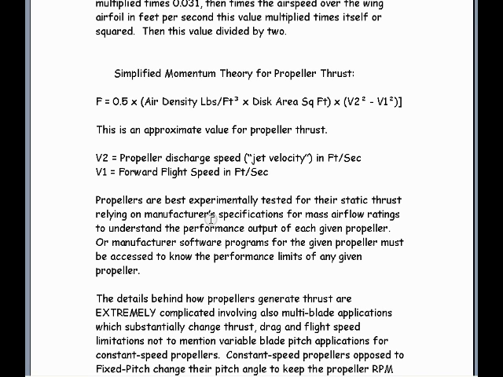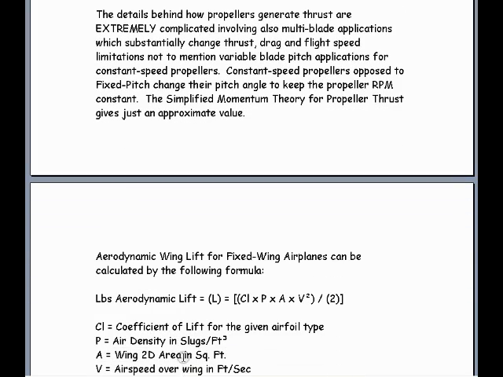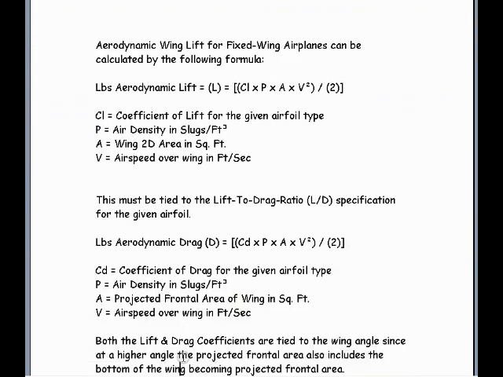The details behind how propellers generate thrust are extremely complicated, involving also multi-blade applications which substantially change thrust, drag, and flight speed limitations, not to mention variable blade pitch applications for constant speed propellers. Constant speed propellers, as opposed to fixed pitch, change their pitch angle to keep the propeller RPM constant. The simplified momentum theory for propeller thrust just gives an approximate value for a propeller's net and static thrust output.